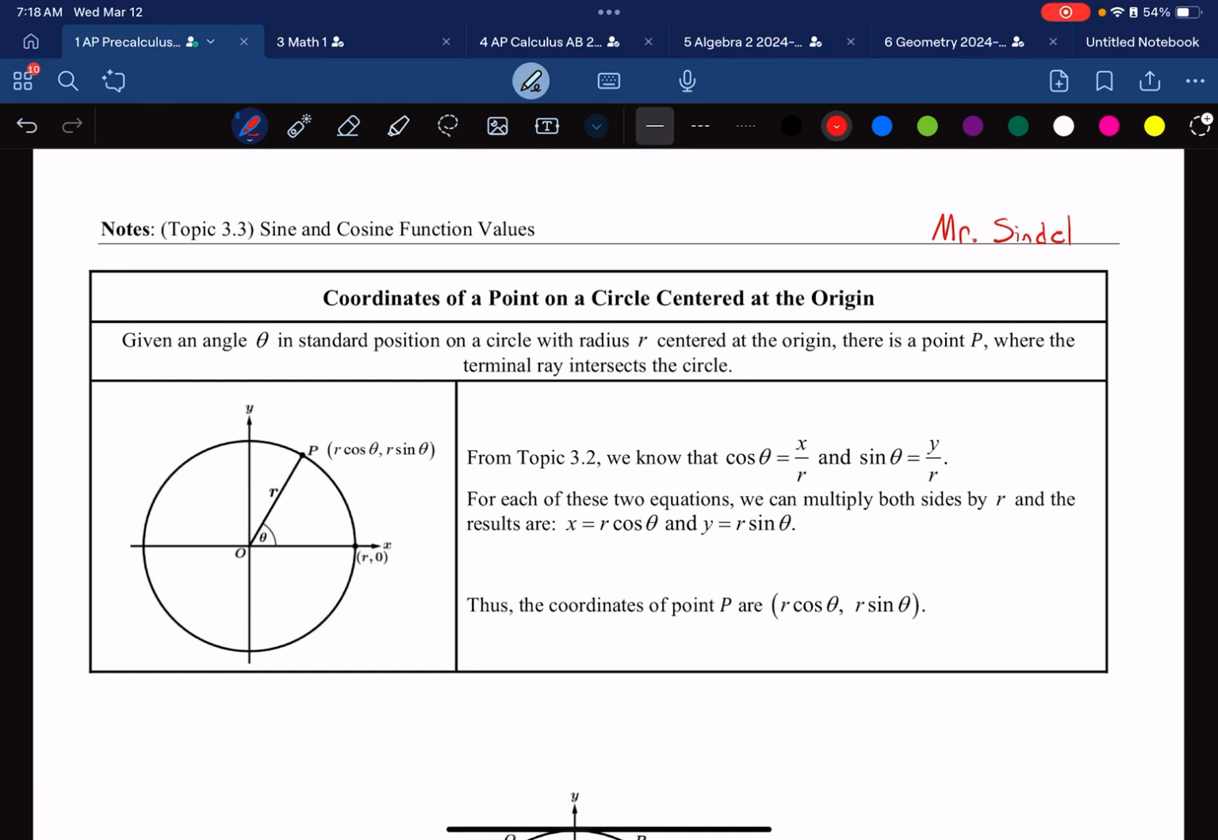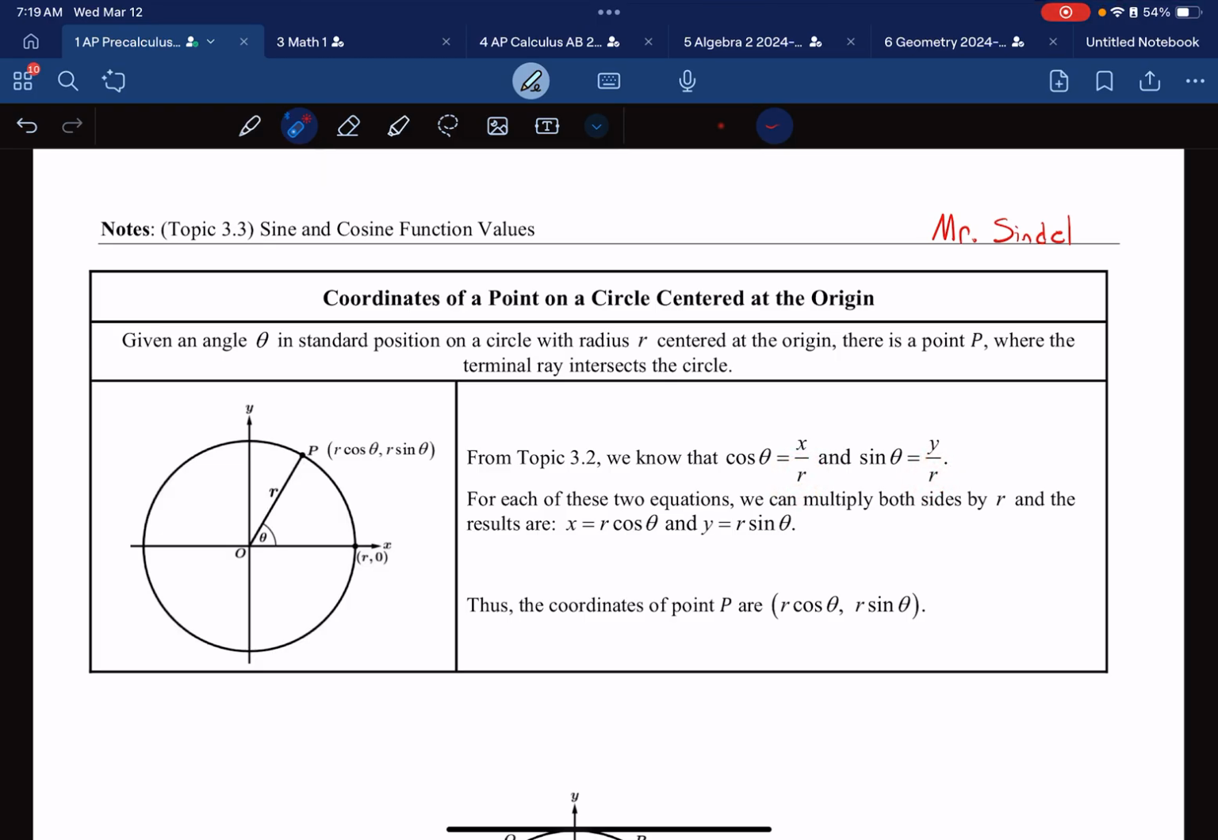This is AP Precalculus Notes for Topic 3.3, Sine and Cosine Function Values. So if you remember from Topic 3.2, we have these equations to find what the cosine of our angle is and sine of our angle, where cosine always gets paired with x, sine is always paired with y, and because we're talking about a circle that might not be a unit circle, it might have a radius of 2 or 3 or something other than 1, we have to divide by that radius.